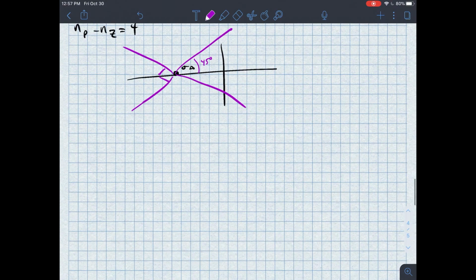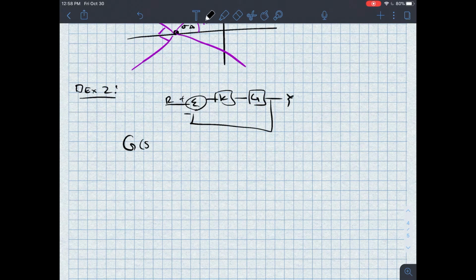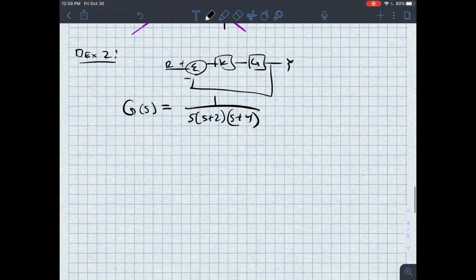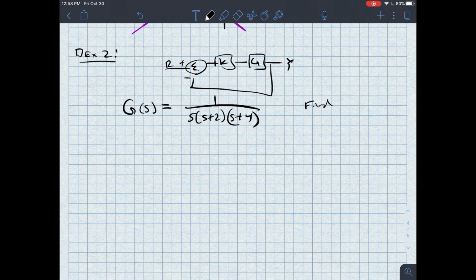So what I'd like to do is apply the first three rules we have learned so far to an example. Let's imagine I have a unity feedback system with K and G in series in the forward path. G of S is equal to 1 over S, S plus 2, S plus 4. And I want you to find the root locus with as much detail as you can at the moment.